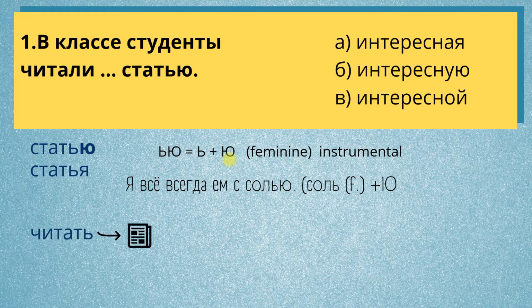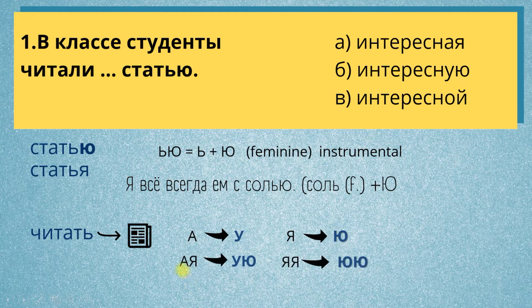Читать. Читать, it's the action towards an object. So of course it's accusative case, where for feminine nouns, when the ending is "a", we replace "a" with "u". But when the ending is "ya", as here in статья, we should put "yu" instead. And now everything matches.